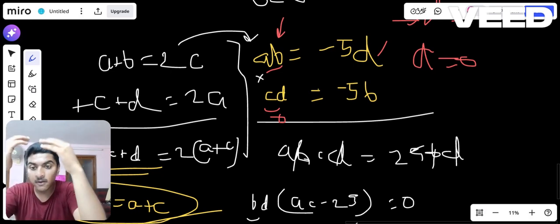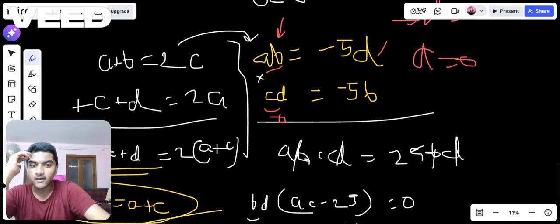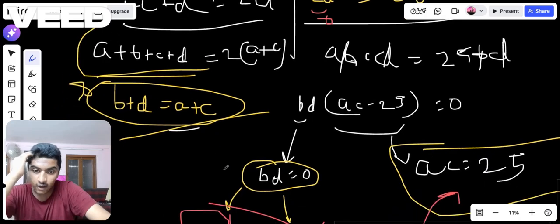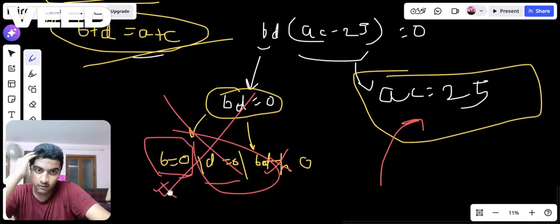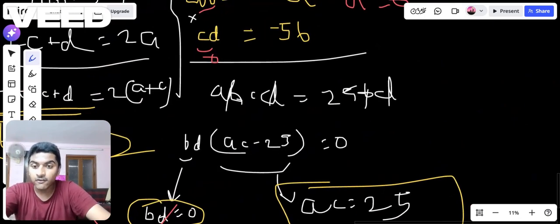But that is not possible because no two numbers are equal. All of them are distinct, right? All of them are unique. So that's how we reject this case. Now some people will directly cancel out BD from here, but of course that's wrong. We have not analyzed it.